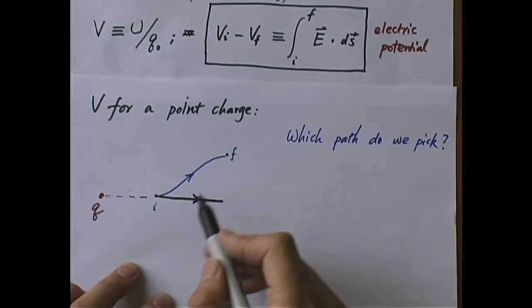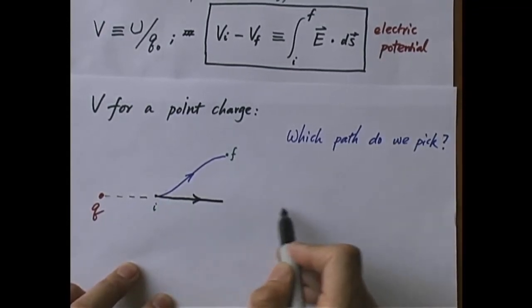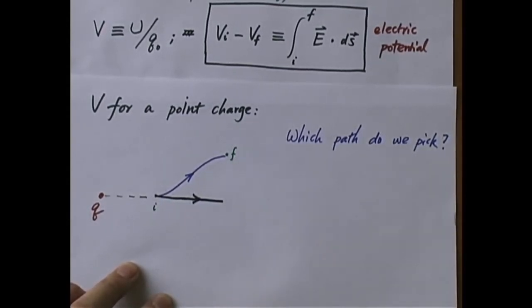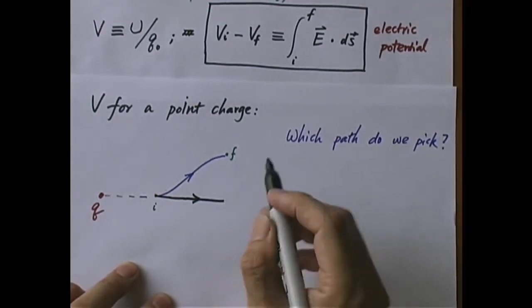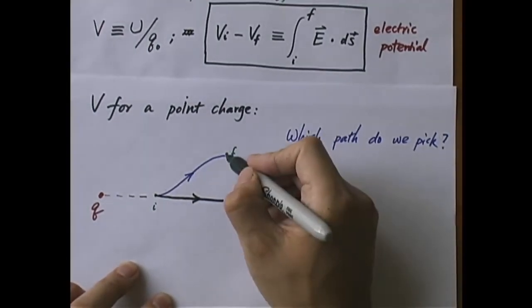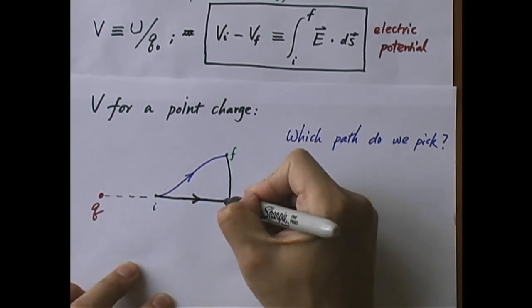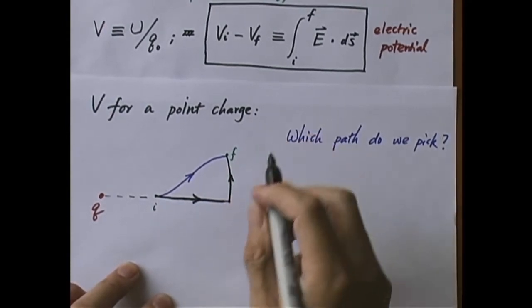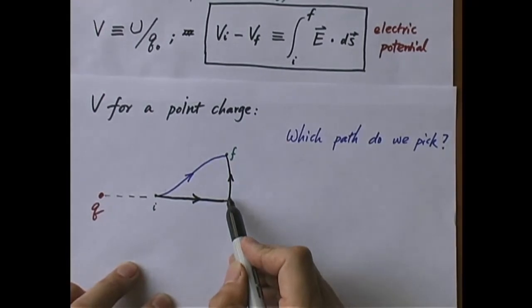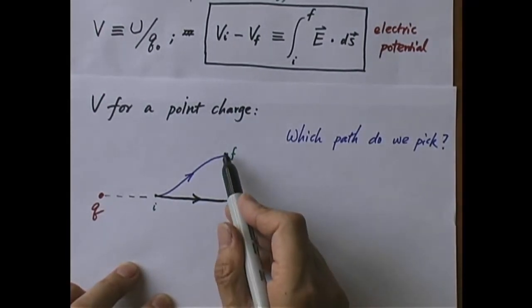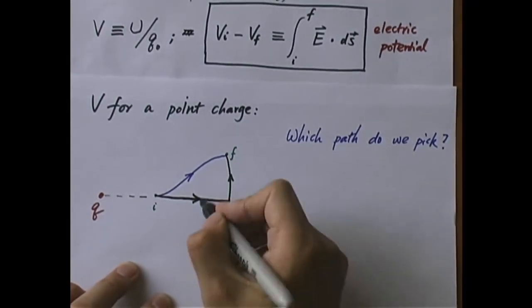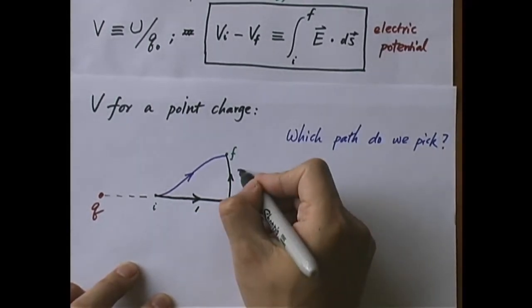But of course, I must join initial and final. If I keep on going that way, we'll never reach that final point. So how do I reach the final point? Well, at some point, I'm going to have to make a turn in order to reach the final position. What do you think is the cleverest way to make such a turn? What path should I take? Let's call this segment 1 and that segment 2.